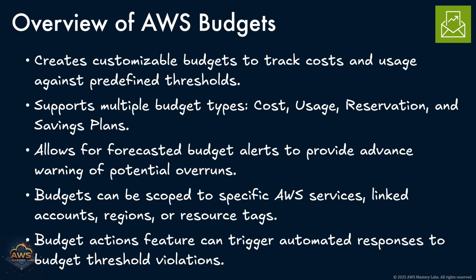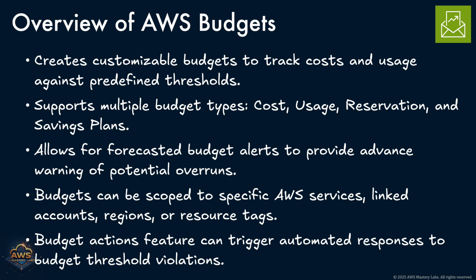There are several types of budgets available. You can create cost budgets to monitor how much you're spending, usage budgets to track how much of a service you're consuming, and dedicated budgets for reserved instances and savings plans to ensure you're getting the value you expected from your long-term commitments. One of the most powerful features is proactive alerting.